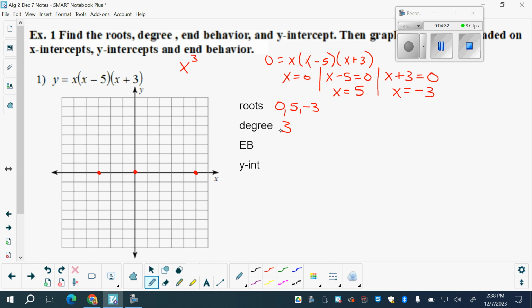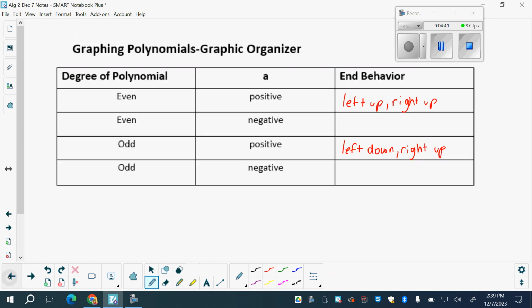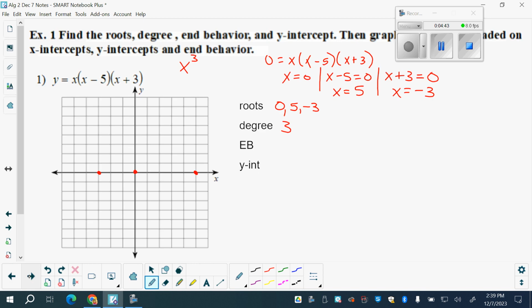So our end behavior, now we look at our table. Is 3 odd or is it even? It's odd. So we look on the table and we say, let's see, let me go back to here. Is this a positive or is it negative? What is our a on this? 1. And what does a mean? Where do we get a? A is going to be your leading coefficient. So our leading coefficient on this is assumed to be a 1. Does that make sense? So your a is equal to 1.